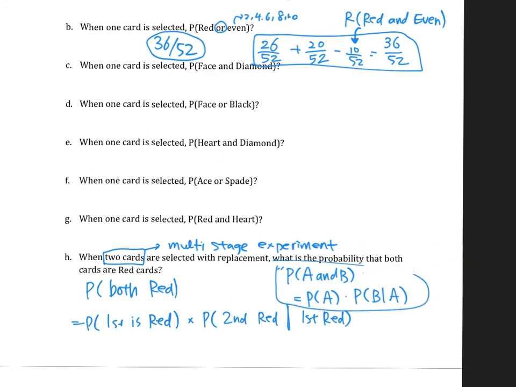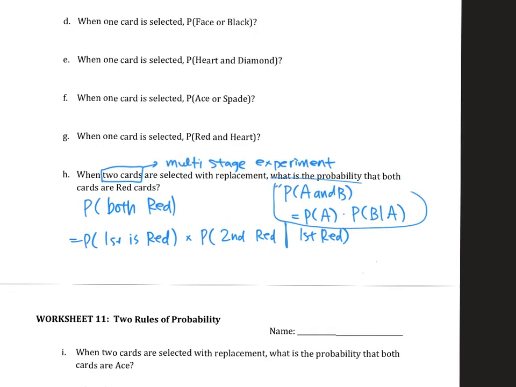Alright, so I know it's kind of complicated for a simple question, but it is what it is. So the probability that the first one is red: there's 26 out of 52 red cards. Times the probability the second one is red, given the first one is also red. The question says they're selected with replacement. So basically I look at the first card and put it back. That means there are still 26 red cards for the second pick, and there are 52 total.